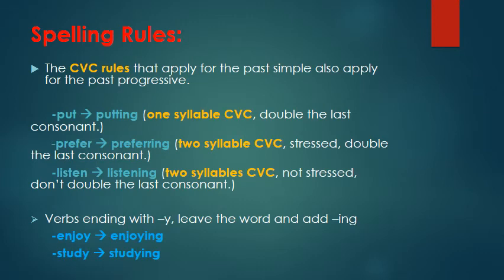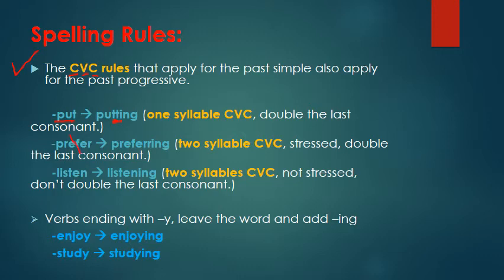Okay, now we come to the spelling rules. The CVC rules that apply to the past simple also apply to the past progressive. CVC meaning consonant, vowel, consonant. Okay? So put, 1 syllable, put. Consonant, vowel, consonant. I have to double the T and add ing.